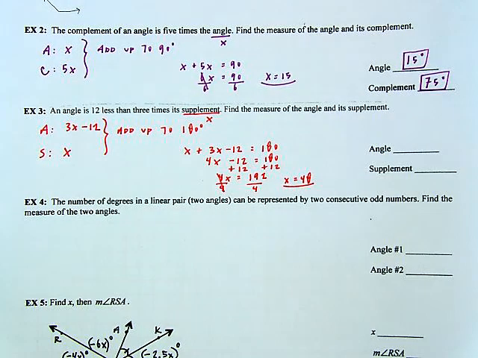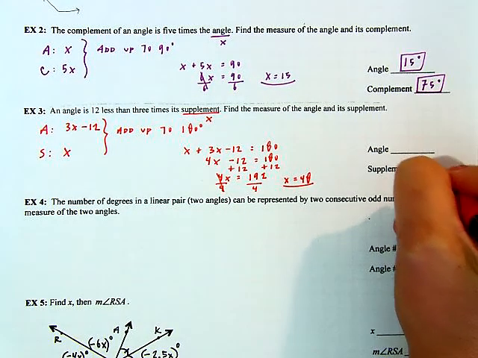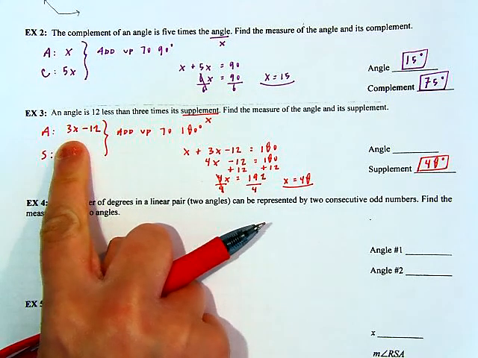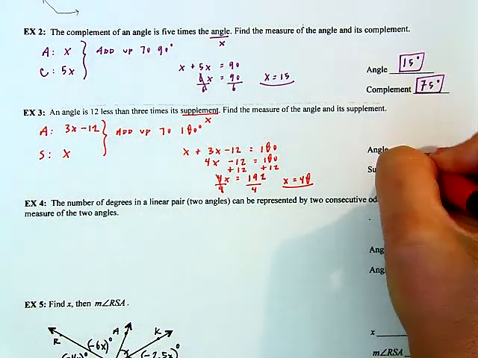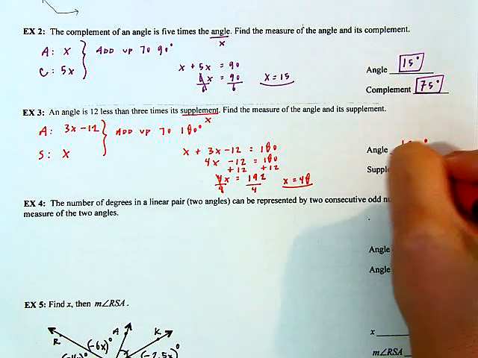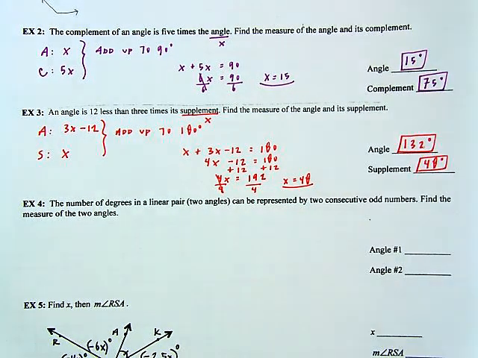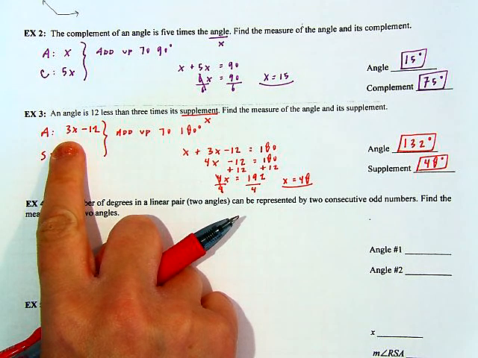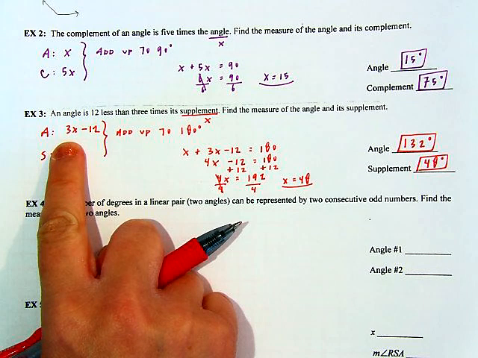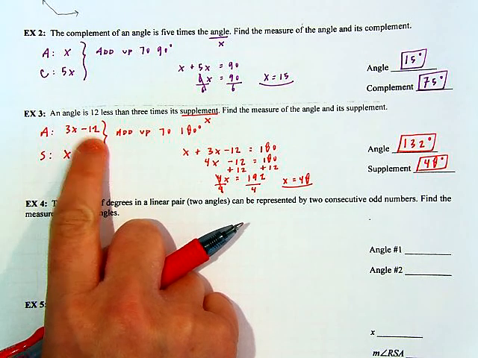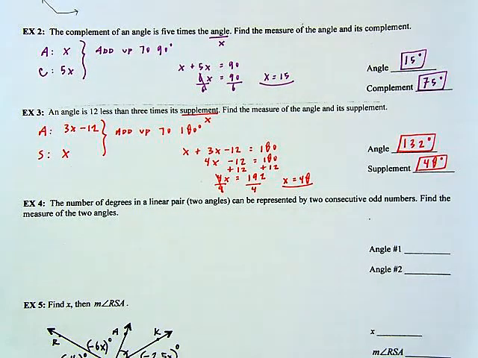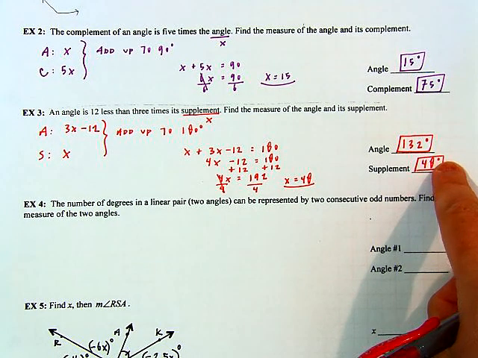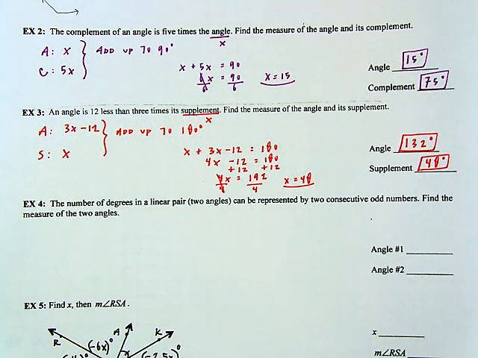When I plug that in for the supplement, that one's easy. That's just 48 degrees. And then if I do 3 times 48 and then take away 12, I should get 132. Again, 48 times 3, that would have been 144. 144, take away 12, and there's my 132. Then if I add these together, that sums back to 180. So I know that I've done my job because supplementary angles add up to 180 degrees.